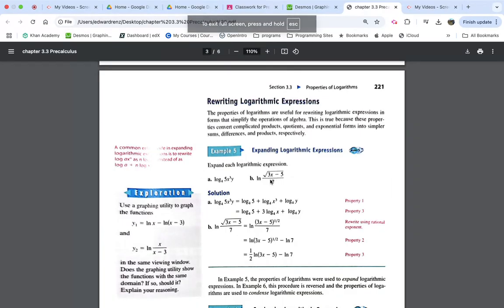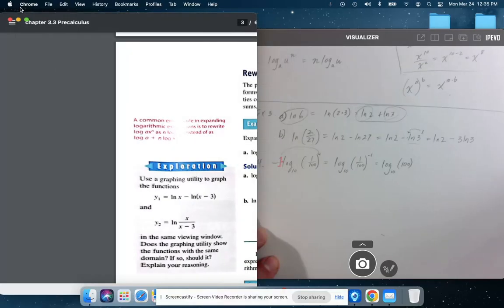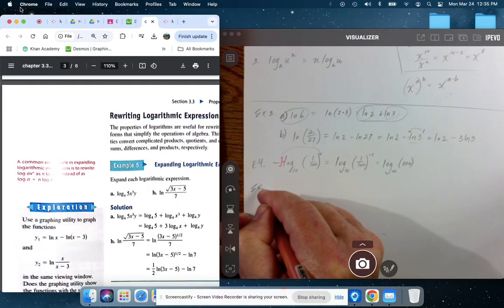All right, now here you're expanding. So you've got these complicated logarithms, and the exercise is trying to use all the different properties to expand this thing out as much as possible, right? So let's take a look at example 5, part A.